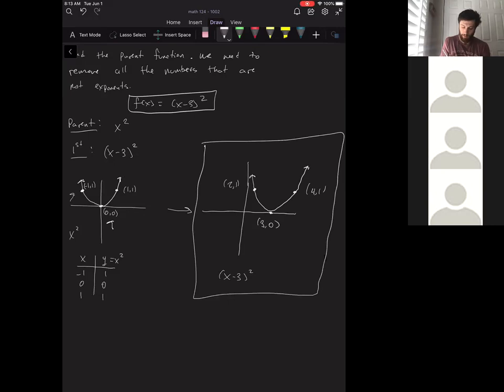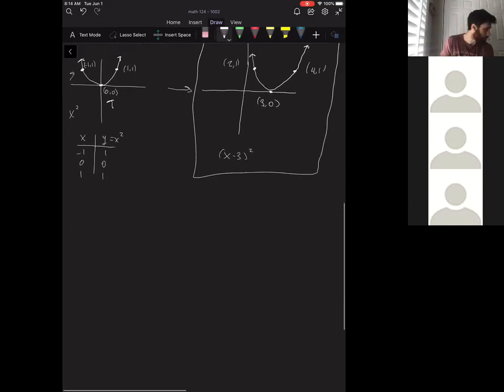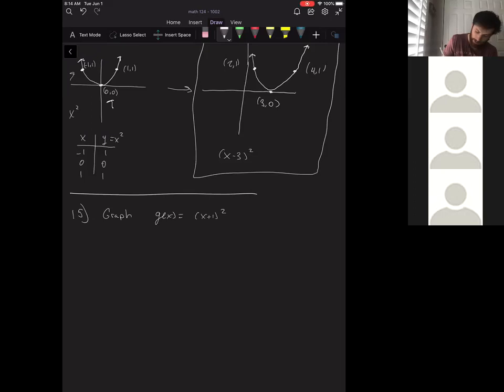So what we do is we start with a graph that we know how to graph easily, the x squared, and then we just apply the transformations to it. Let's do another example. Let's do number 15. Okay, so number 15 says we want to graph g of x is (x plus 1) squared minus 1.